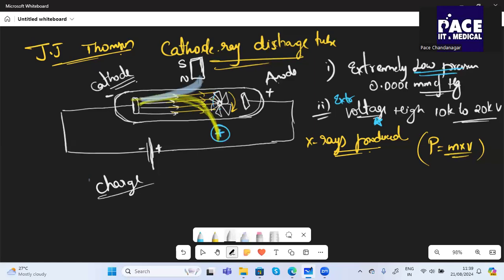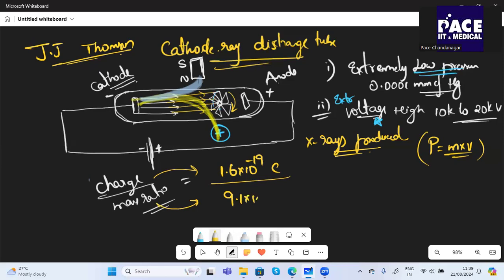There is something called the charge by mass ratio. Now, what is the charge of an electron? The charge of an electron is 1.6 × 10^-19 coulombs, with a negative sign. I'm not showing the negative because I'm just writing the ratio, it's just a comparison. The mass is 9.1 × 10^-31 kilograms, right? So now this is the charge by mass ratio, which turns out to be 1.76 × 10^11 coulombs per kg. This is the value of your charge by mass ratio.